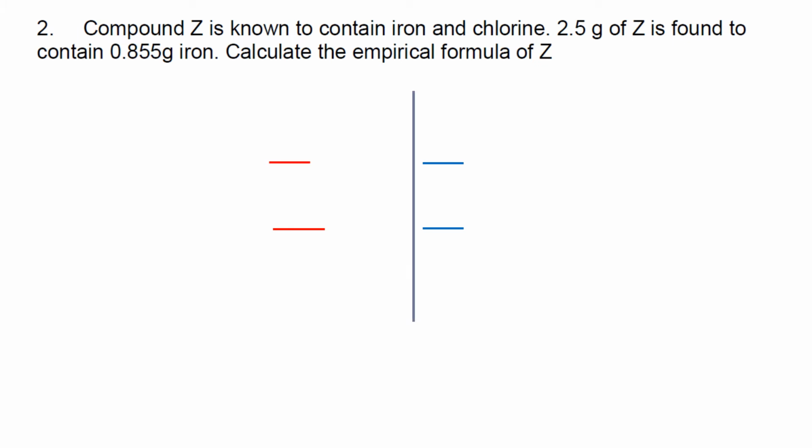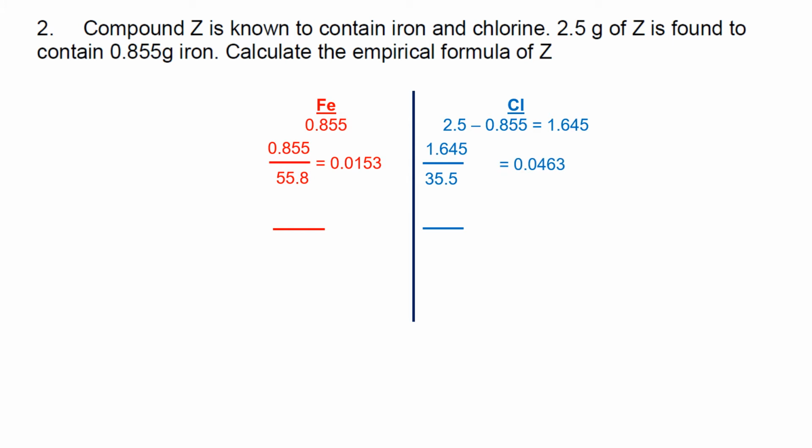Okay, so set up 2 columns, iron and chlorine. So iron mass is 0.855, chlorine mass is 2.5 minus 0.855, which is 1.645. Before we divide by the smaller number, we divide each one by its relative atomic mass. So Fe you divide by 55.8, and Cl you divide by 35.5, and you get those 2 numbers there. We then divide each one of those by the smallest number. So 0.0153 divided by 0.0153 is 1. 0.0463 divided by 0.0153 is 3.03.